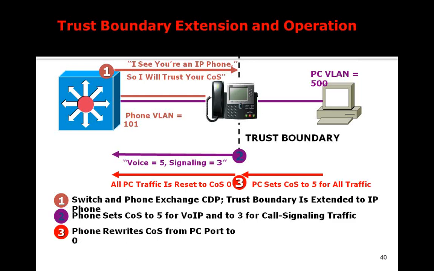When packets come from the device at the endpoint, the PC could be setting its CoS higher, but the phone is going to reset it to a CoS of 0. So anything coming from the end device, meaning a PC or whatever is connected to the phone, would automatically be retagged by the Cisco phone to a CoS of 0, DSCP code point 0, which is the default, and then forwarded on to the network. So that's just the whole premise of moving that trust boundary out.